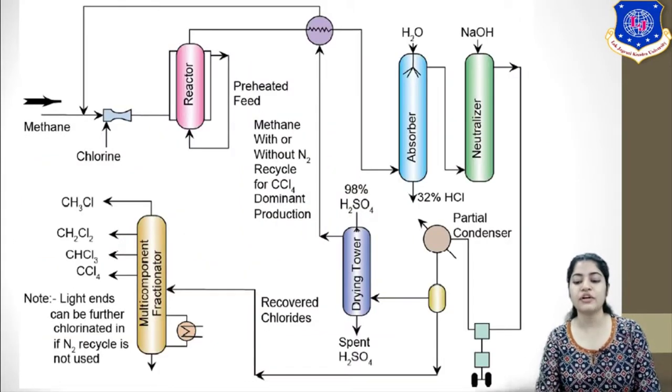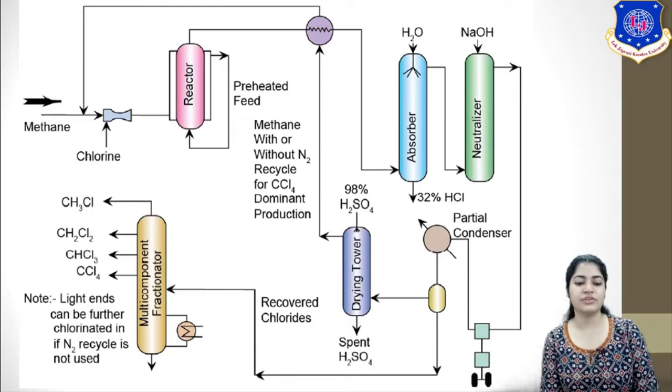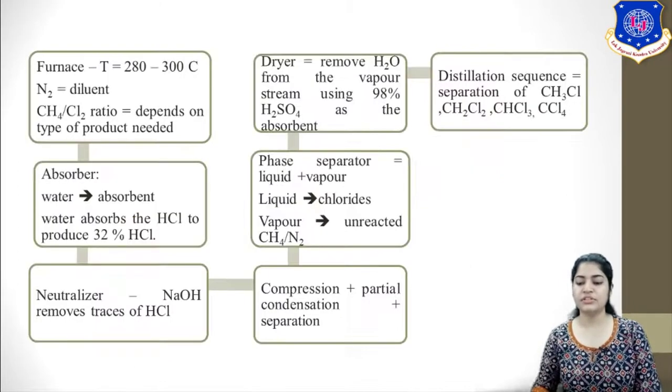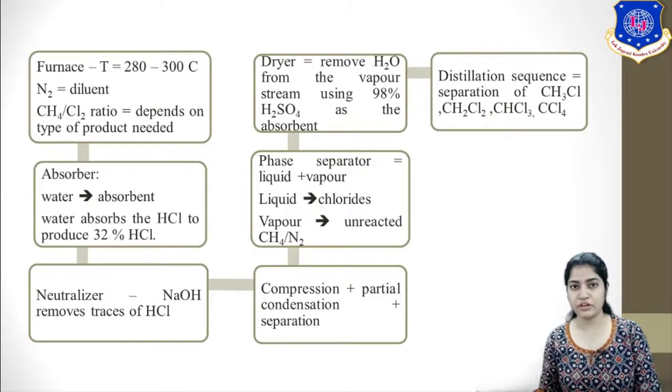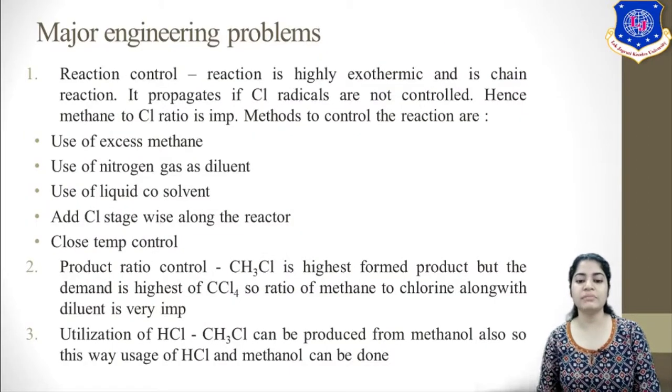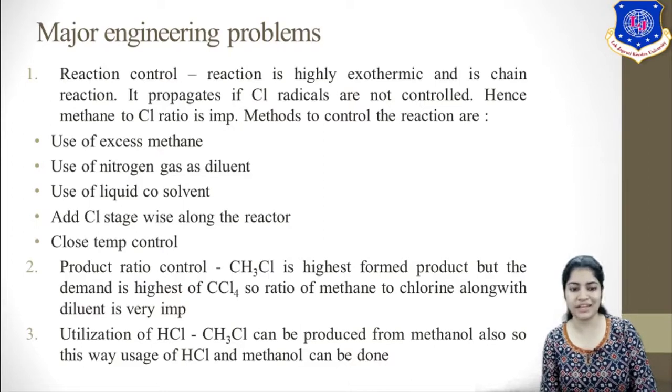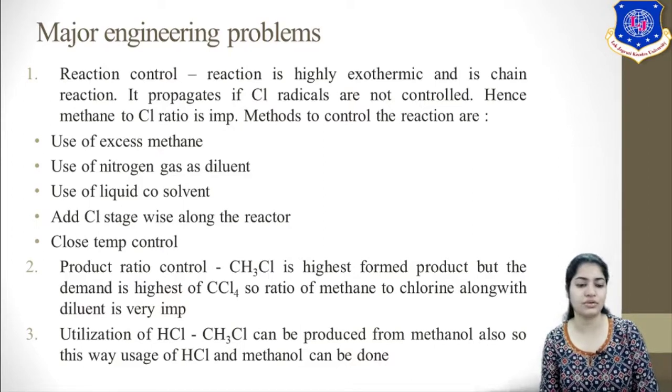So you can see that from the separator, your liquid stream is then sent to a multi-component fractionator. You can see that all the four components are obtained. So this was the production of chloromethanes. Now the major engineering problems associated is, first of all, your reaction control.